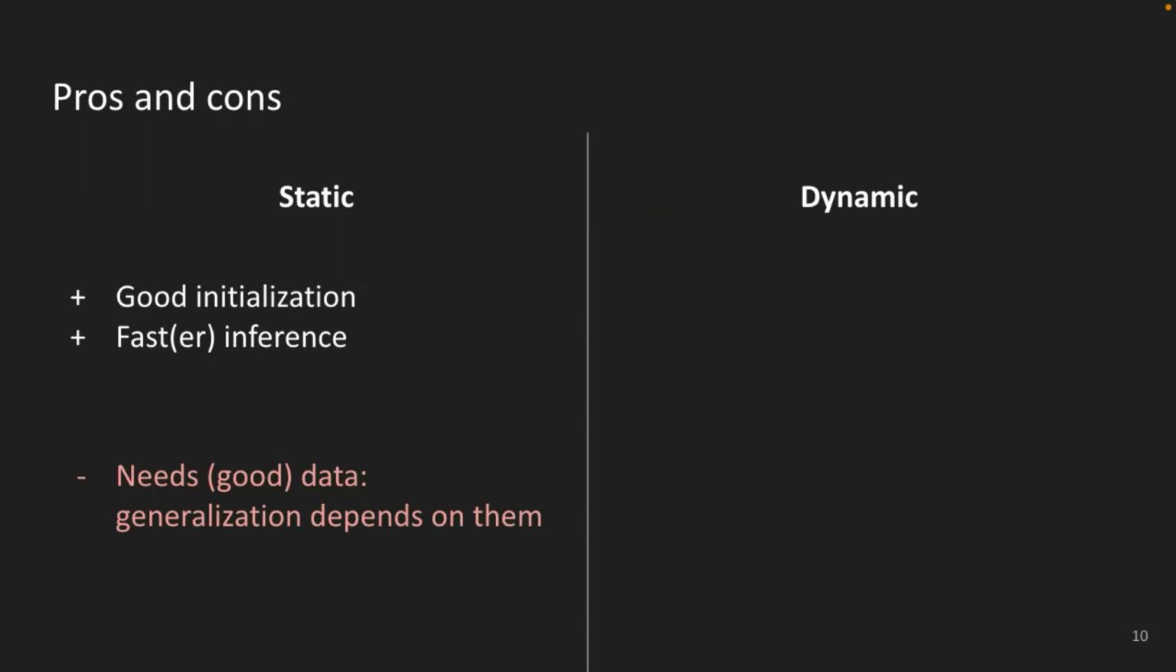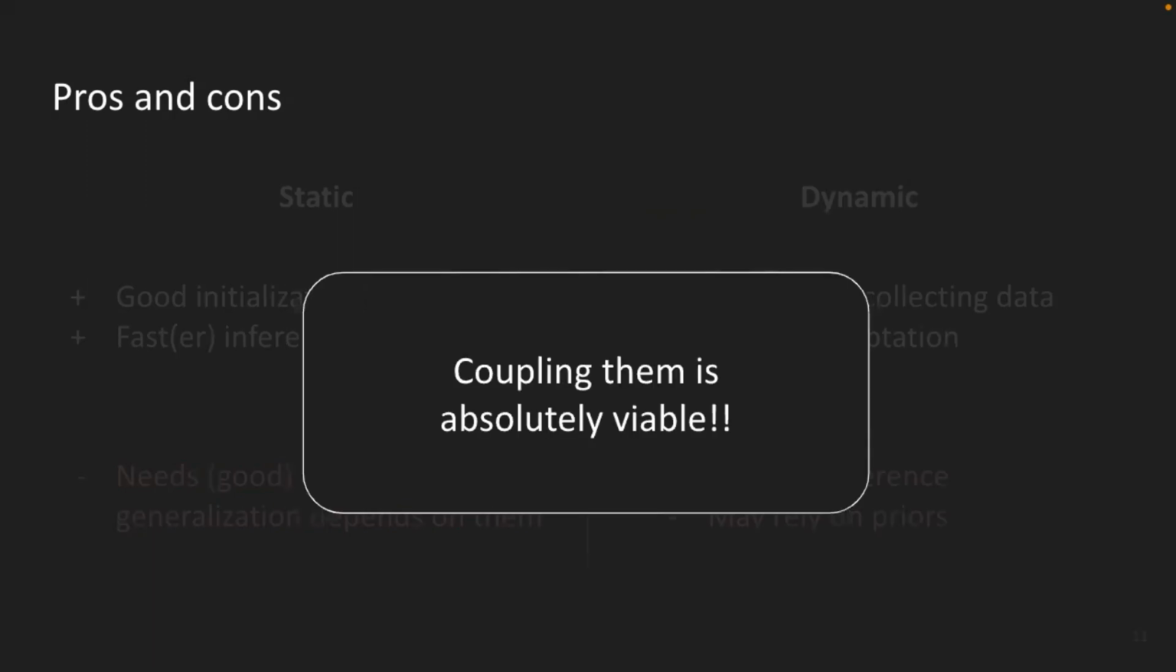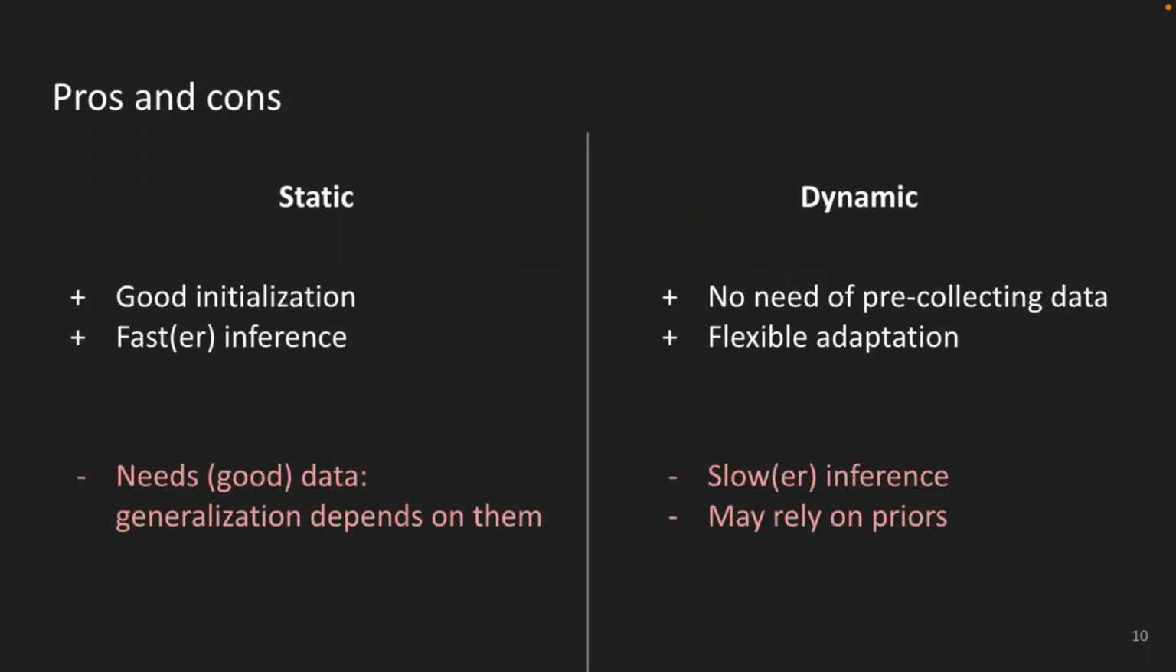On the dynamic side, instead, of course, we have no need of pre-collecting data. This is nice because we can just apply our model while deploying it, collecting data that represents your target scenario at least, or your target shift. And you have a flexible adaptation because as you receive data, you adapt your model to it. At the same time, though, this inference might be slower, especially if you have to adapt as the stream of data arrives. And you may rely on priors, the ones that we were mentioning before.